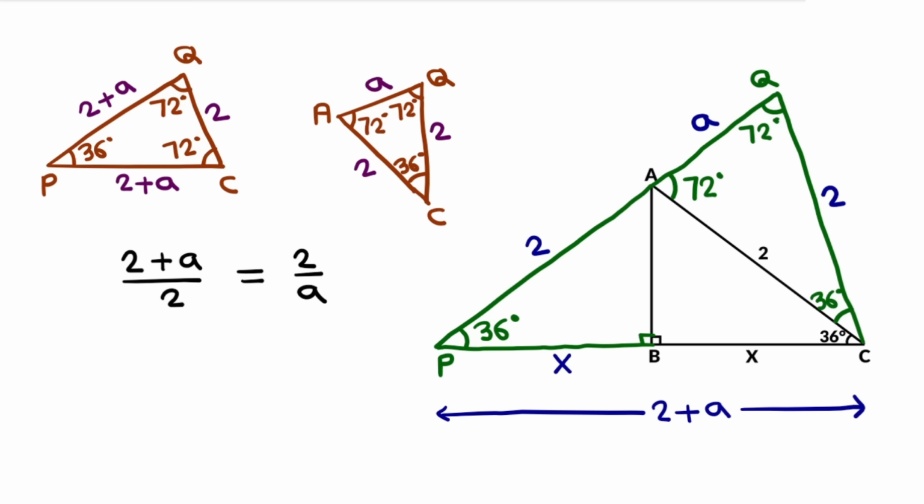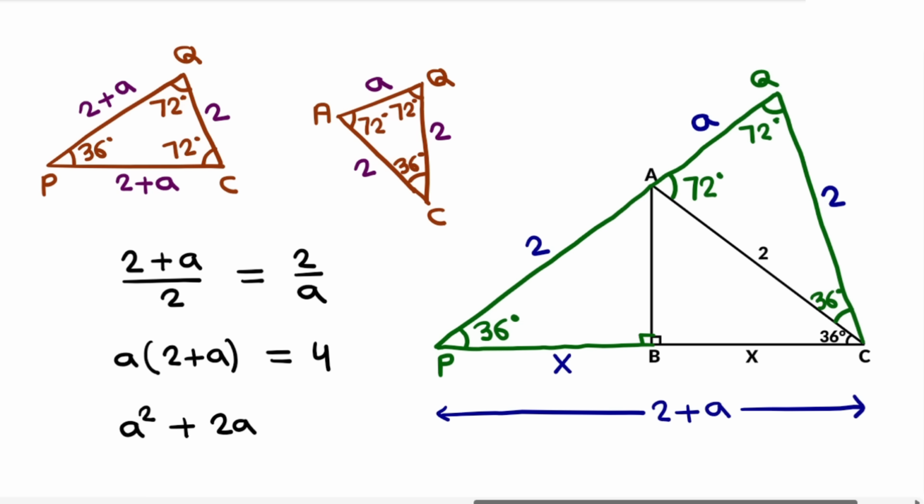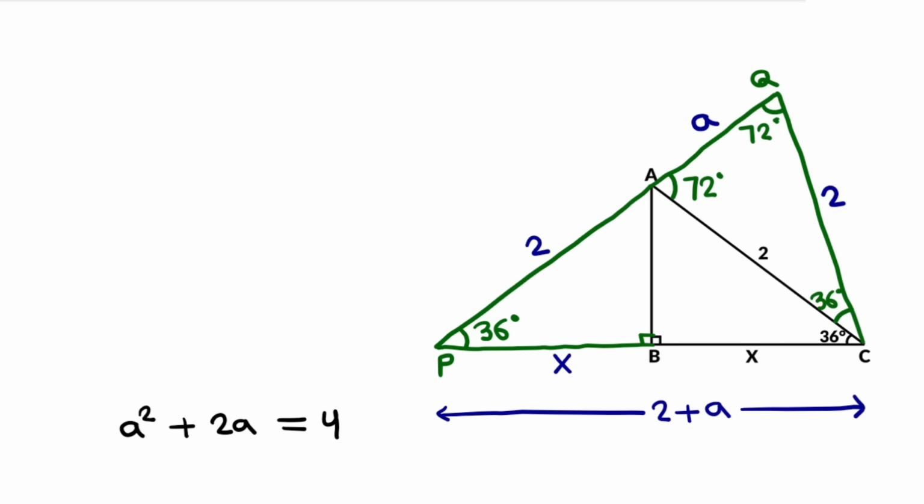Cross multiply. a times (2 plus a) equals 4. Expand it. a squared plus 2a equals 4. Move everything to one side. a squared plus 2a minus 4 equals 0.